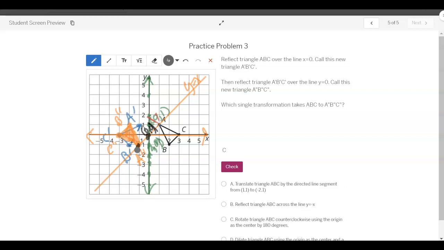Another way you can know if it rotated 180 degrees is by looking at the rules. If you look back at the rules, you can see how x and y change, and you can look at the coordinates. Or you can think about a circle around the origin, and each point is going exactly halfway around its own circle. So C went from here to here.